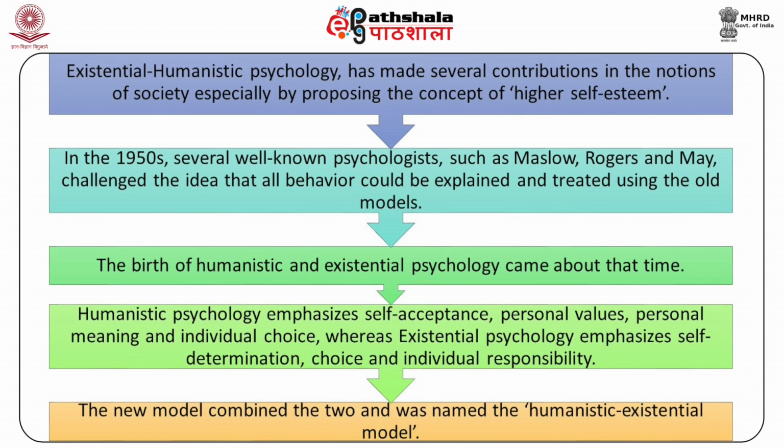In the 1950s, several well-known psychologists such as Maslow, Rogers, and May challenged the idea that all behavior could be explained and treated using the old models. The birth of humanistic and existential psychology came about at that time. Humanistic psychology emphasizes self-acceptance, personal values, personal meaning, and individual choice, whereas existential psychology emphasizes self-determination, choice, and individual responsibility. The new model combined the two and was named the humanistic existential model.